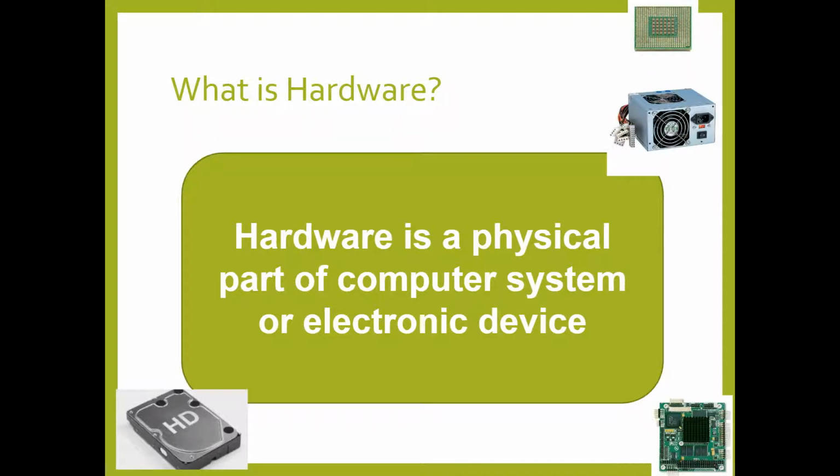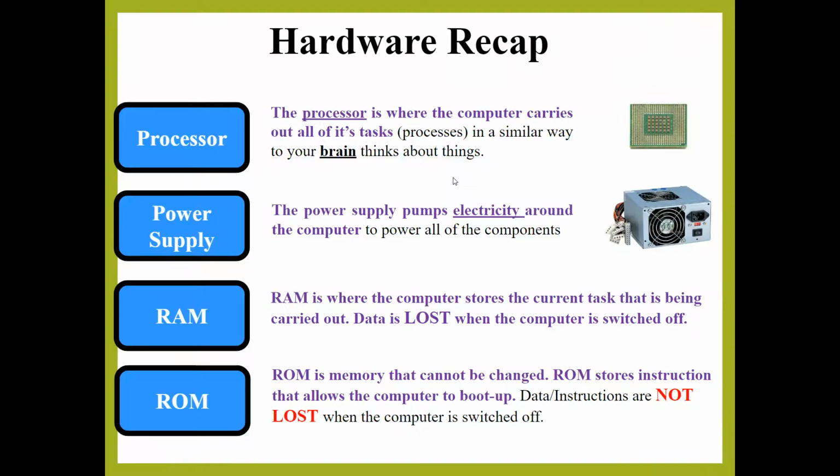So we are going to look at some examples of hardware in a computer, and then you can apply all these to your task on the FOG later on. So first one, the processor. The processor is basically where the computer carries out all of its tasks. It's like the brain. It's like your brain, if you like.